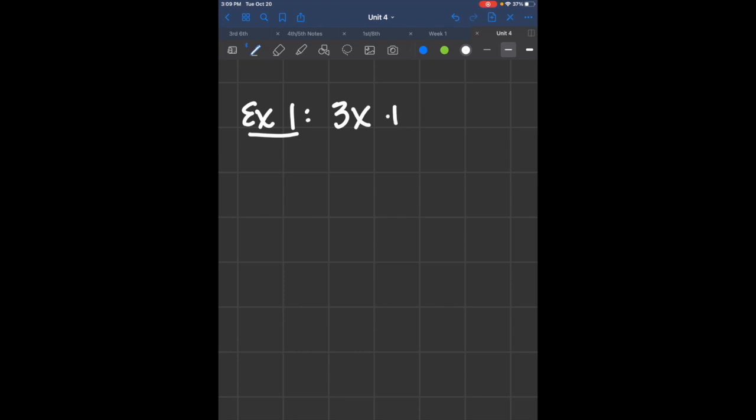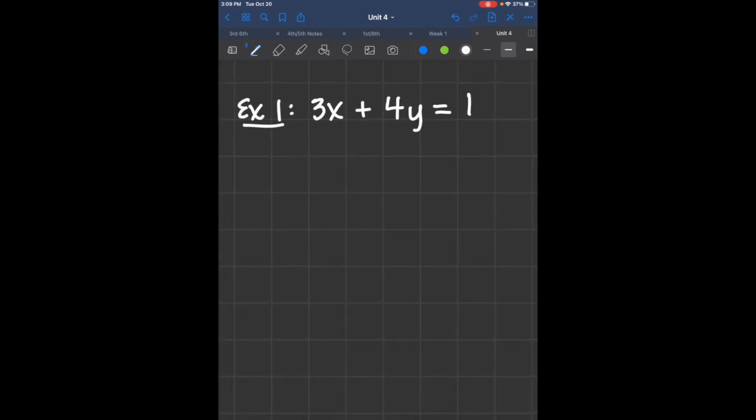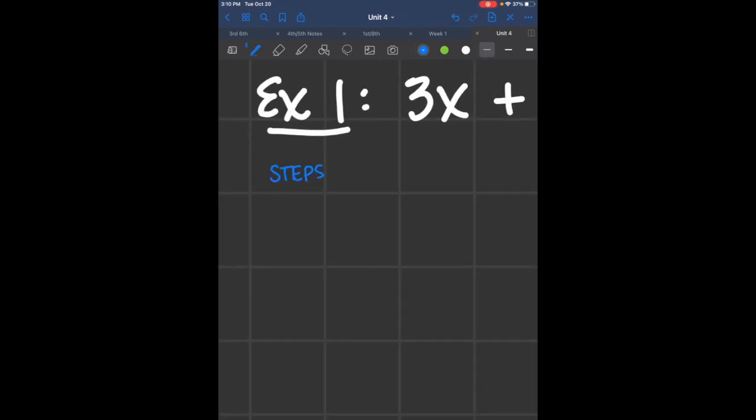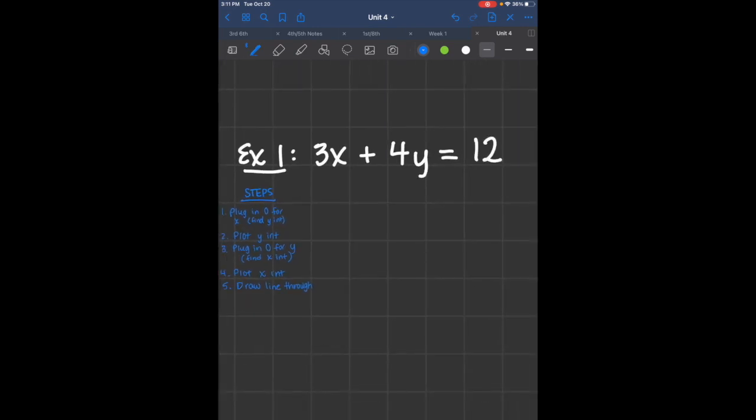So we're just going to start off with examples. The first one is 3x plus 4y equals 12, so that's in standard form. And so let's write out the steps that we do this. The first one is that we plug in 0 for x to find the y-intercept. Then we plot the y-intercept. Step 2, you plot it. Step 3, you plug in 0 for y to find the x-intercept. And then step 4, you plot the x-intercept. And then 5, you draw a line through it. So let's see it in action.